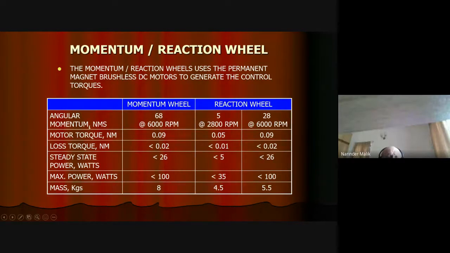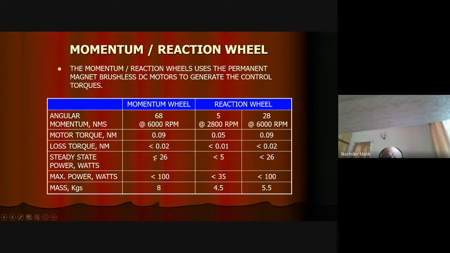These are the typical performance parameters. The momentum wheel has a 68 Newton meter second momentum storage capacity at 6,000 RPM. Reaction wheels are smaller in size. We have one set of wheel with 5 Newton meter second at 2,800 RPM. We have another one that's 28 Newton meter second at 6,000 RPM. The torque generated is about 0.09 Newton meter. Okay, these are friction torques.